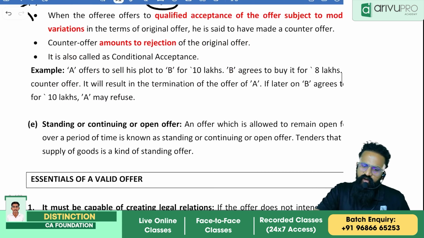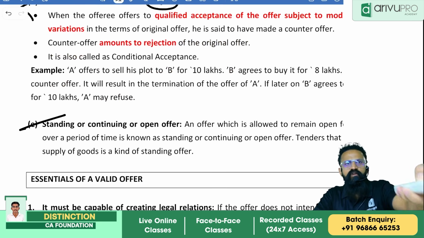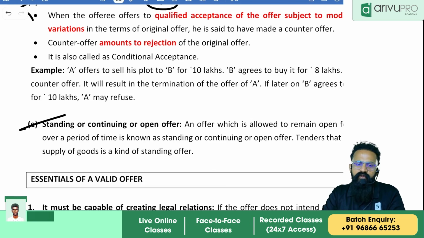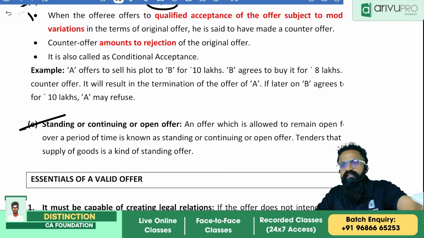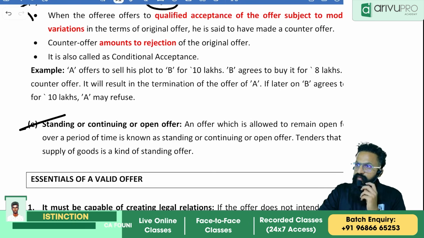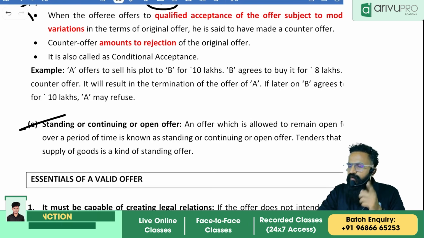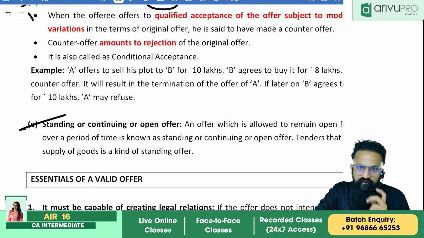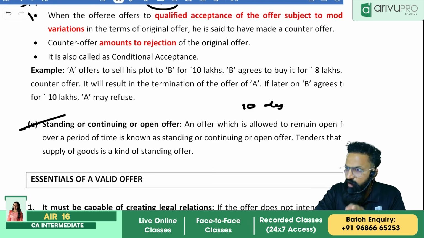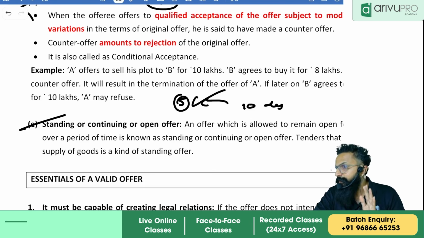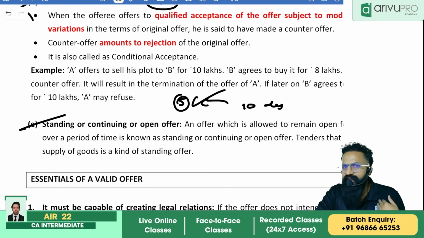Okay, next one. Standing, continuing or open offer. What do I mean by a standing or open offer? Whenever an offer is kept open for a certain period of time, we call it a standing offer. Remember, before it is accepted, the parties are free to revoke it. I might have told you the offer will be open for 10 days. If you have not yet accepted, I may revoke it within 5 days. Even that is valid. If the offer is not accepted, I am free to revoke it. Is this clear? Okay, done.